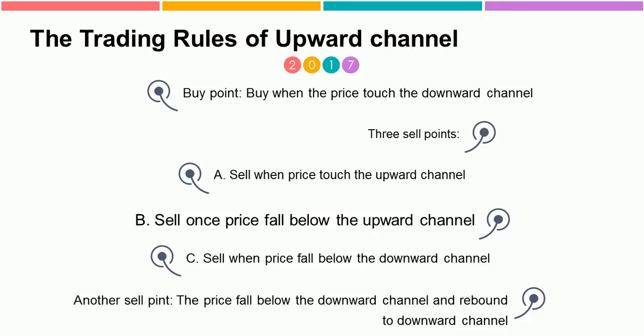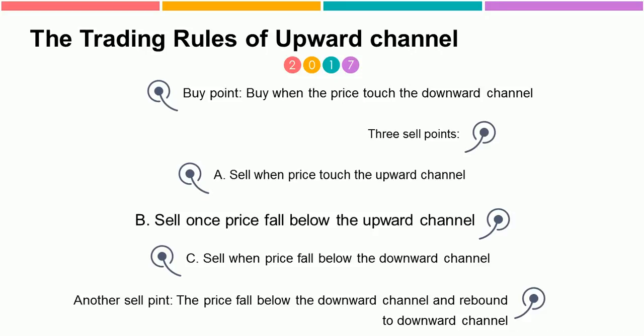Buy point: buy when the price touches the downward channel. Three sell points: sell when the price touches the upward channel. Sell once the price falls below the upward channel. Sell when the price falls below the downward channel. Another sell point: the price falls below the downward channel and rebounds to the downward channel again.